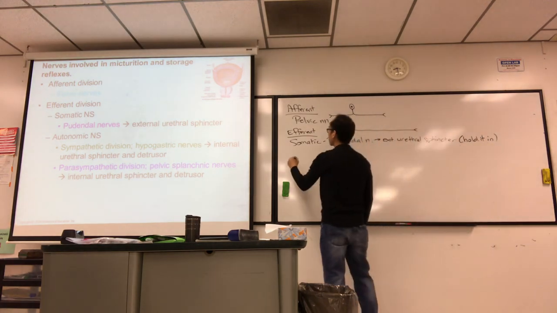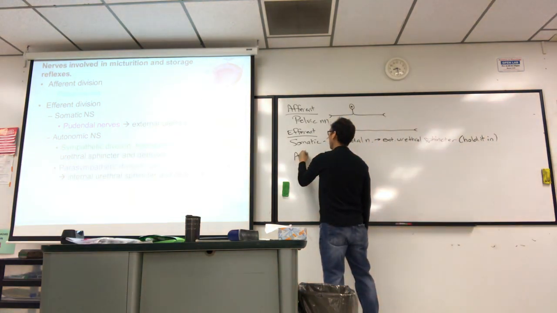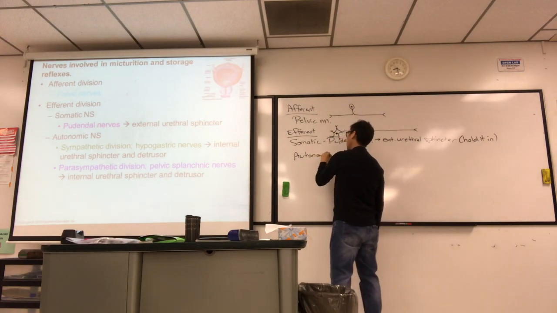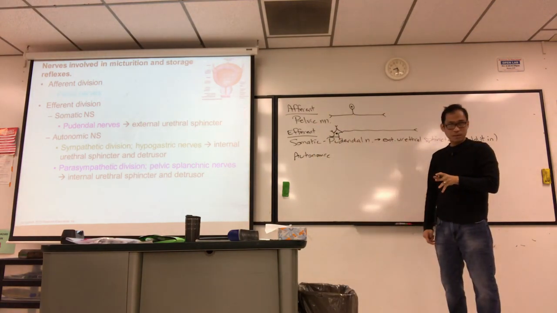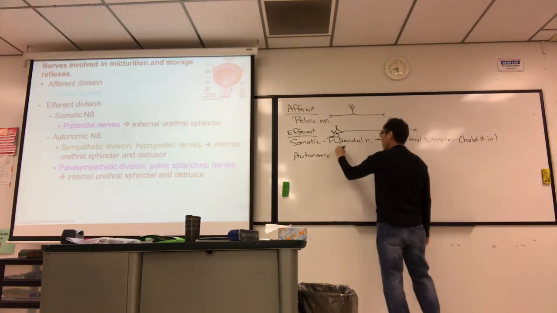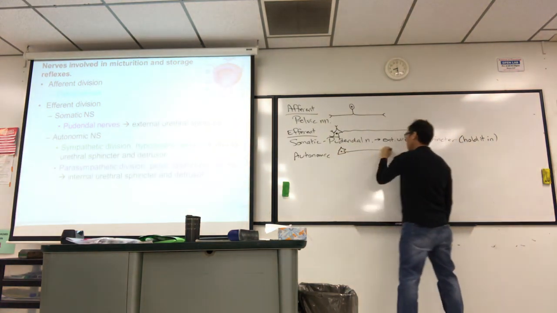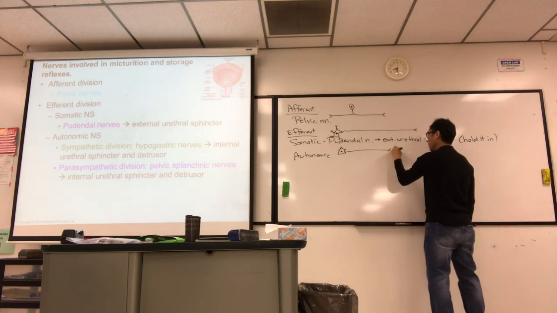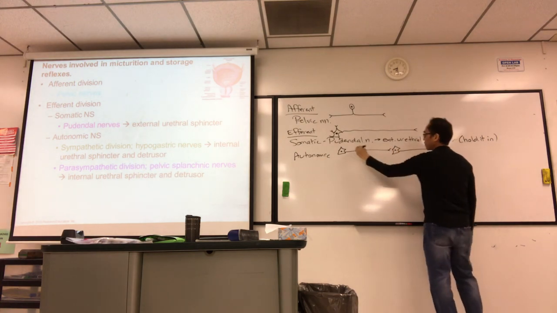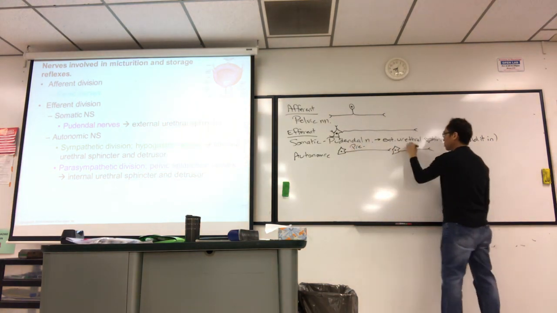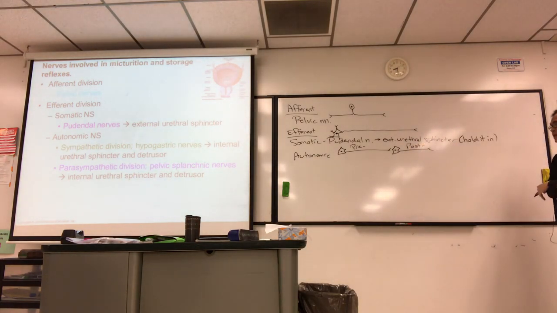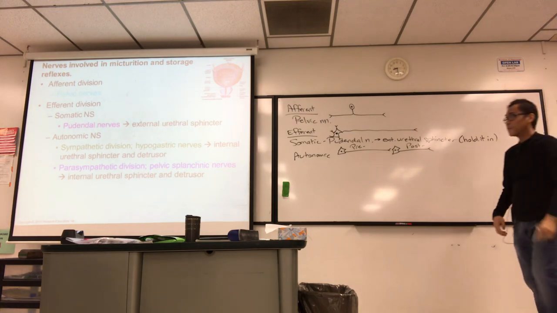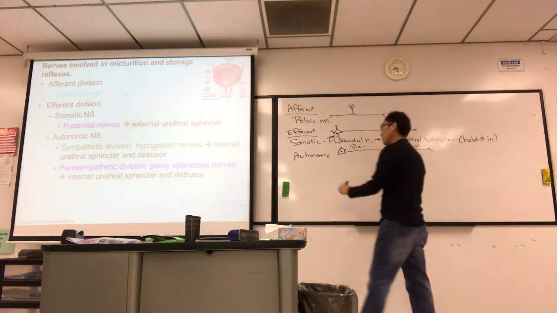For autonomics, you have the preganglionic, you have the postganglionic design. So it's like you had one cell synapse onto another cell. So you definitely had pre-postganglionic cell-to-cell communication for the autonomic nervous system. It depends if you're talking about sympathetic or parasympathetic, because they have different functions.